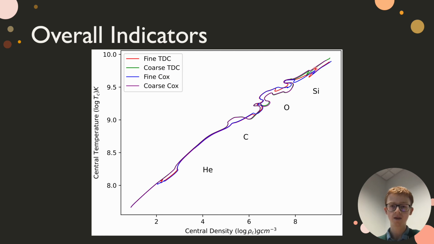So you can see here that the coarse lines and the fine lines track very well together, whereas TDC and Cox don't separate much. That suggests that really the main determinant of difference is the resolution of the model, and we'd expect that to differ as we go along because over time the time stepping becomes shorter, and therefore the resolution will matter more over time.